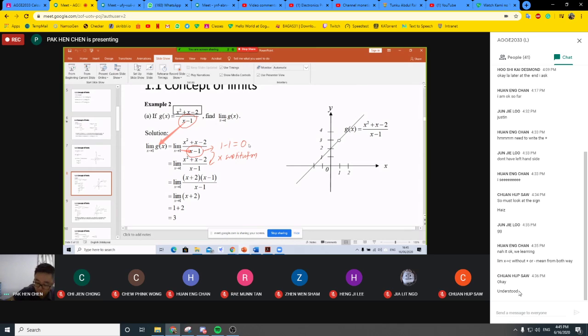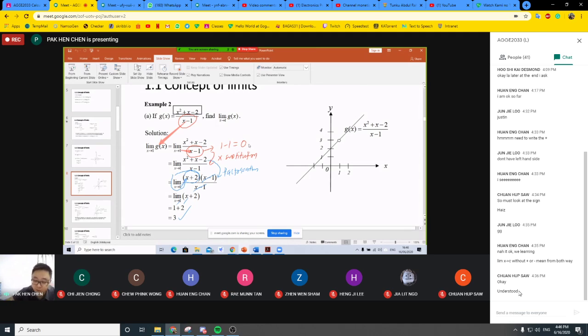Therefore, we need to do factorization for the numerator, to get the same factor as the denominator so it can be cancelled out. Once the function becomes x plus 2, then only can we substitute 1 into it. Then we get 1 plus 2, that will be 3. That is the method that we're going to do.